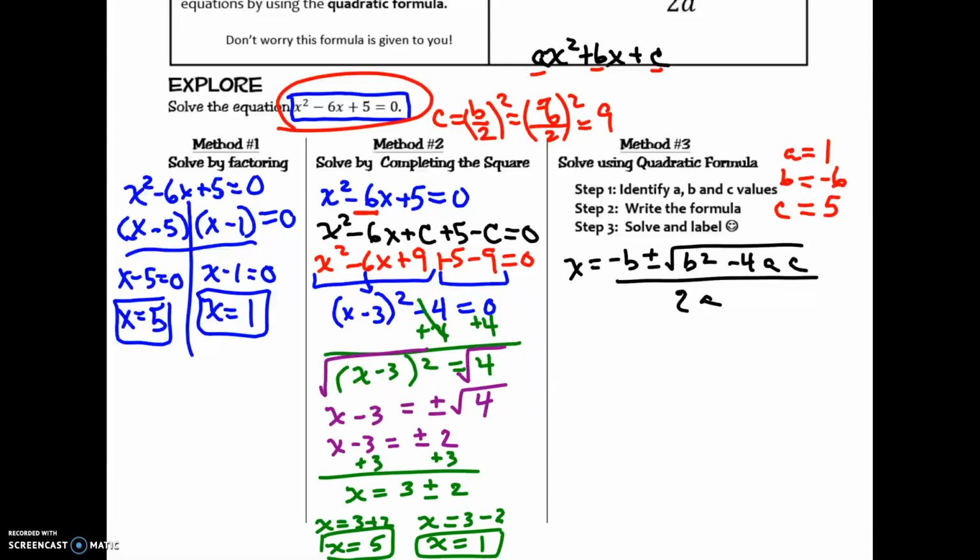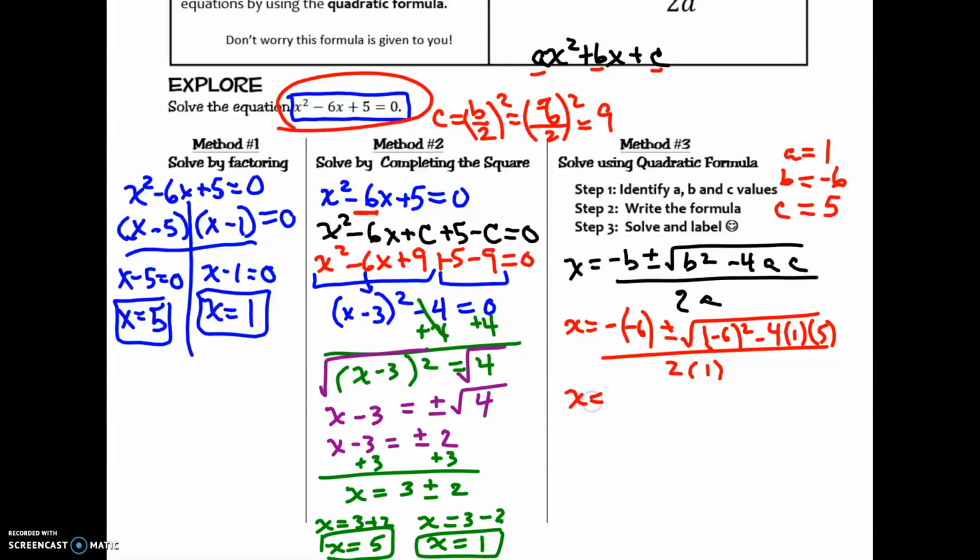And now I'm just going to substitute those in. Remember, when we substitute in, we put it in parentheses. So x equals -6. Or if you know that's the opposite of -6, you can just write +6. Square root of -6 squared minus 4 times 1 times 5, because that's a and c, all over 2 times 1.